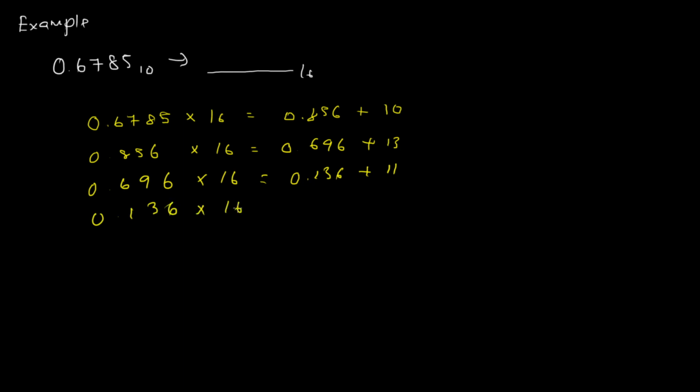0.136 multiply with 16. See what I got? 0.176 plus 2. So this process is going to continue. Normally, what we say, you stop after 4 points. So after the fourth step, you stop.